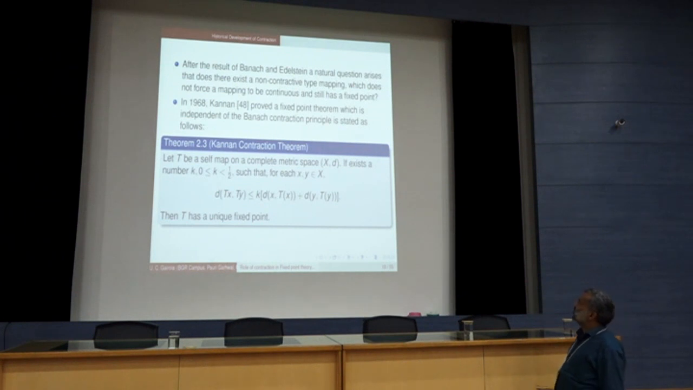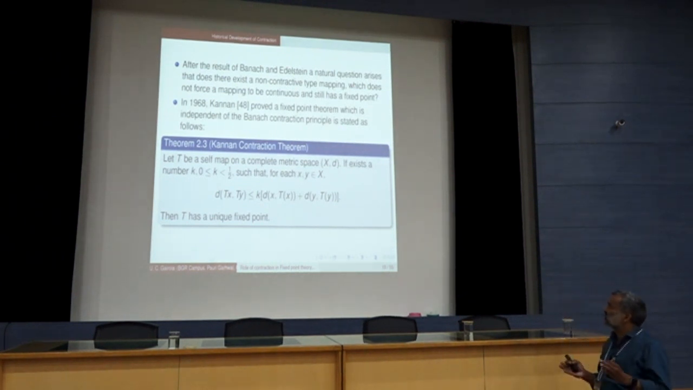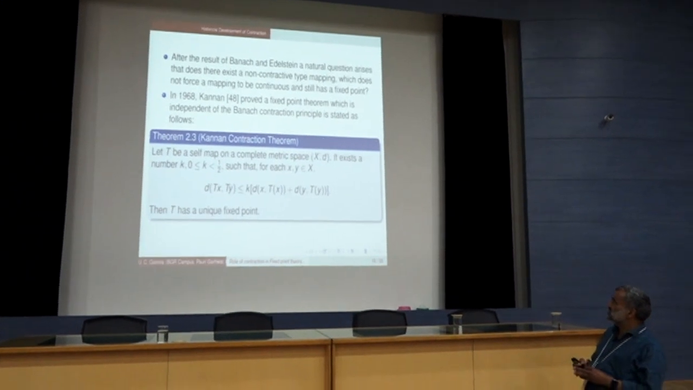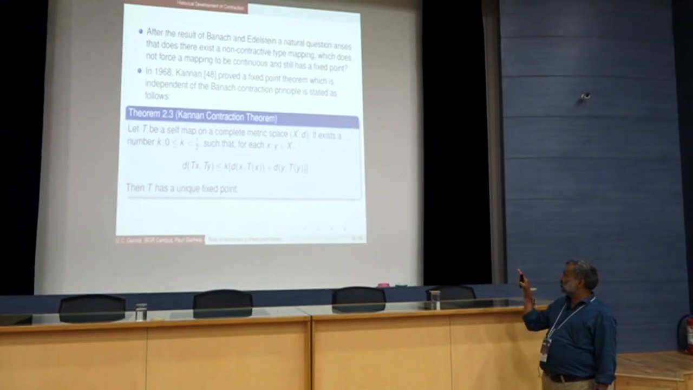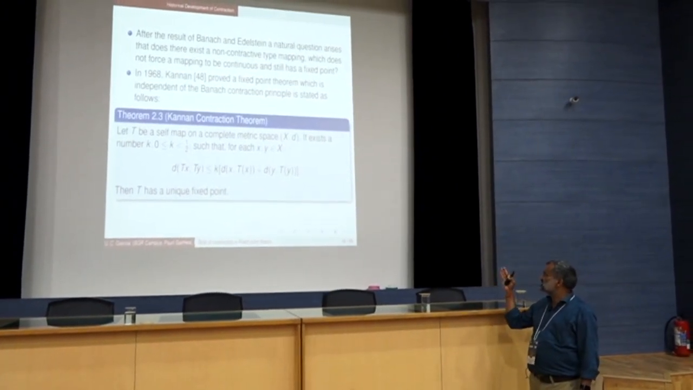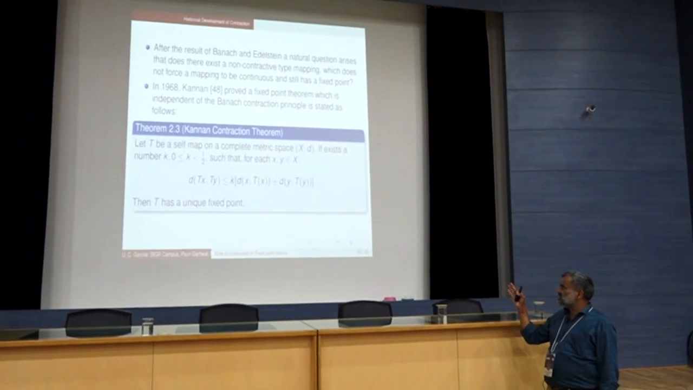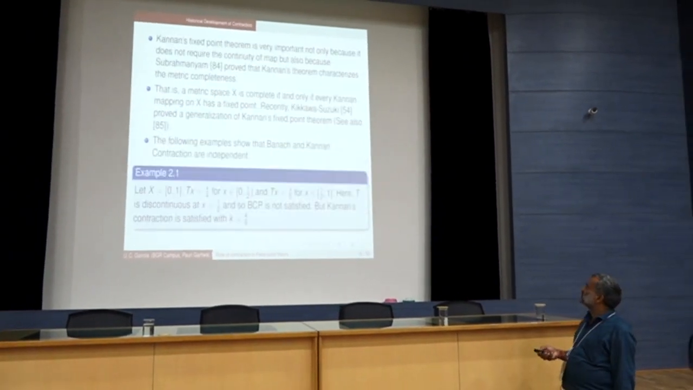After the results of Banach and Edelstein, a natural question arises: does there exist a contractive type mapping which does not force the mapping to be continuous and still has a fixed point? This is a very important question raised on the Banach contraction. So in 1968, Kannan proved a fixed point theorem which is independent of the Banach contraction principle, stated as follows. If T is a self map on a complete metric space (X, d), and there exists k between 0 and 1 such that for each x, y belonging to X, d(Tx, Ty) is less than k times [d(x, Tx) plus d(y, Ty)], then T has a unique fixed point.